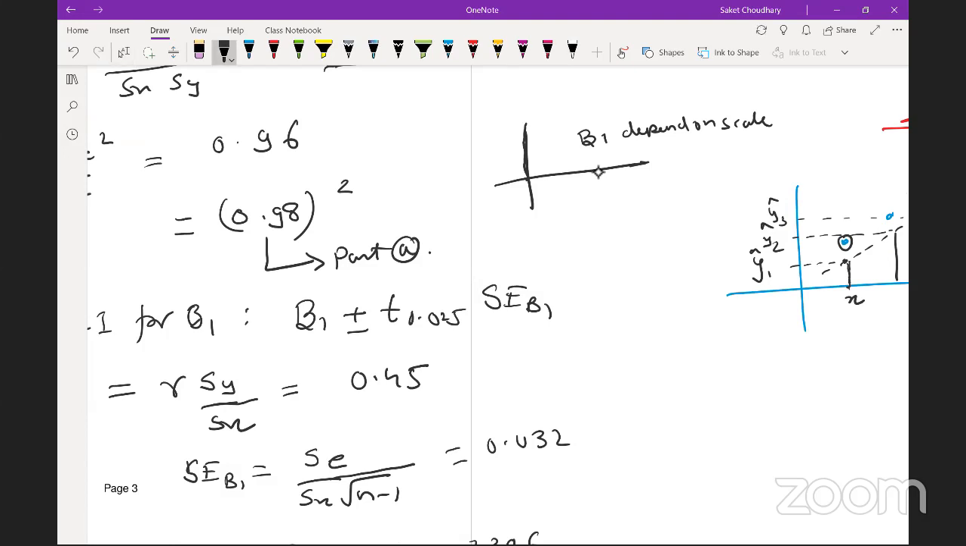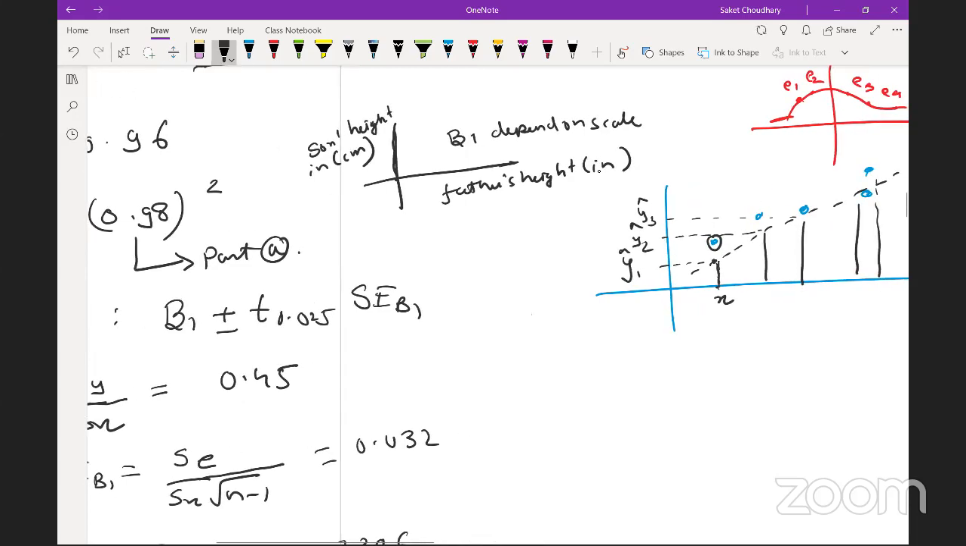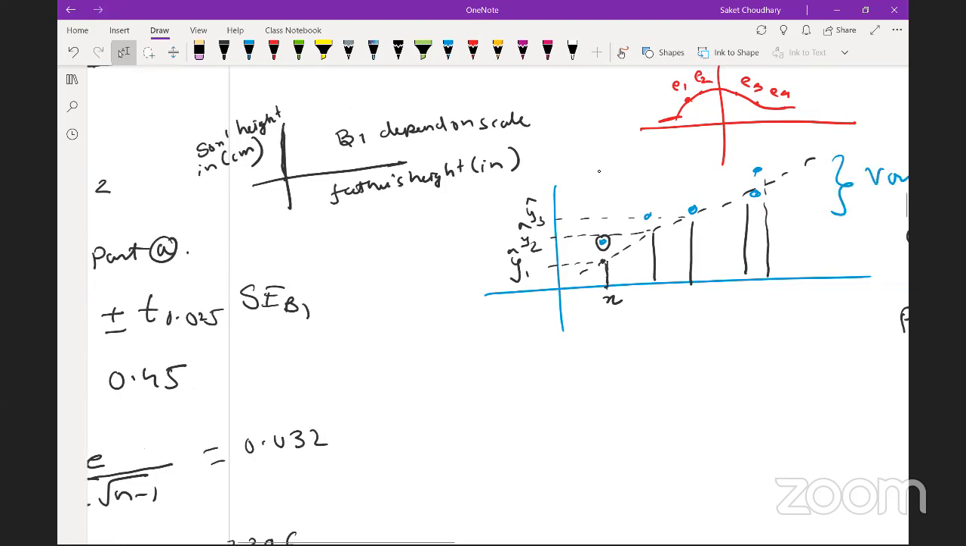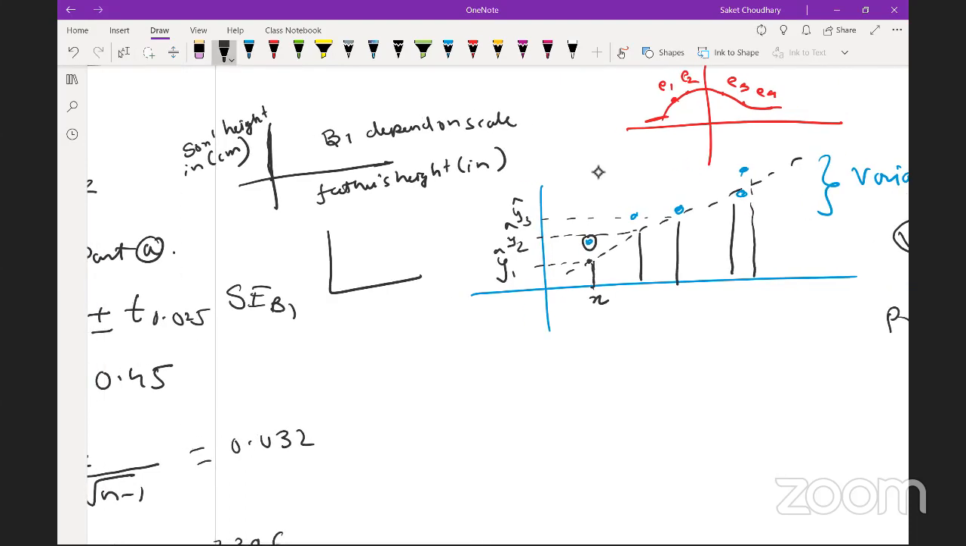So let's take a very simple example. If this is father's height in inches and this is son's height in centimeter. Okay, now in this case, the beta one, I am running out of space. So let's say this one is beta 2. This one is in inches, and this is in inches as well. This is son, this is father.